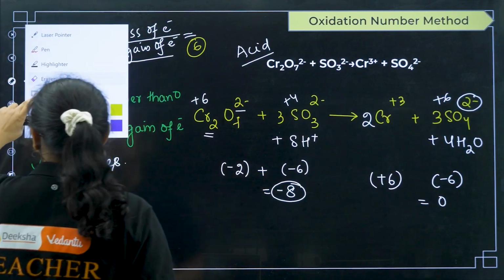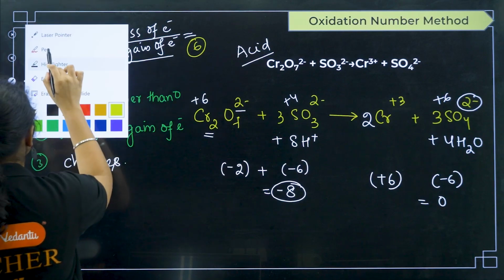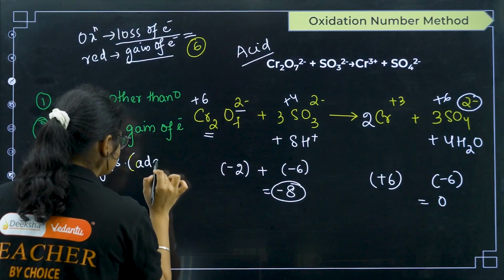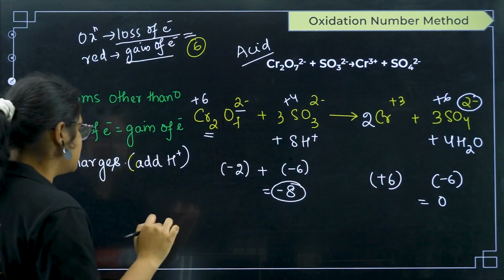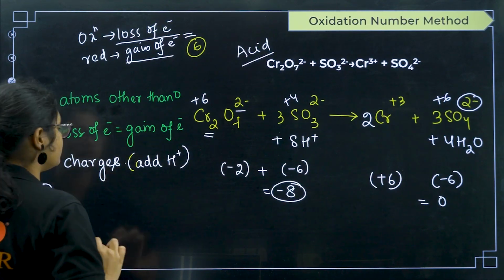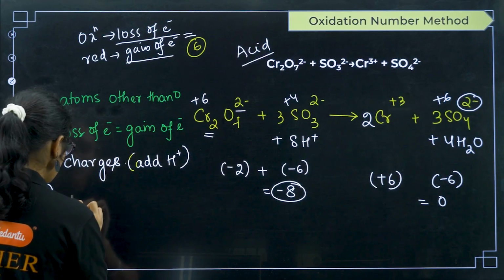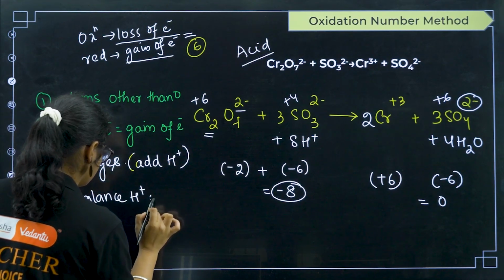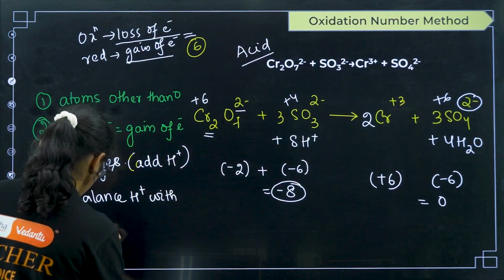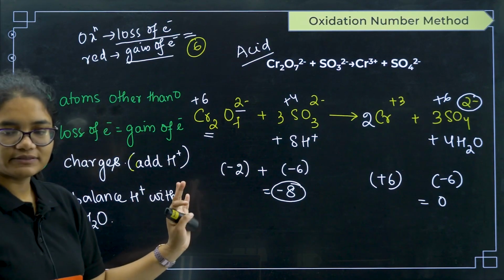So after balancing charges, to balance charge, what do you need to do? You need to add H plus. For balancing the charges, you have to add H plus. Next, the fourth step that you need to do is to balance H plus with water. Clear? I hope this is clear.